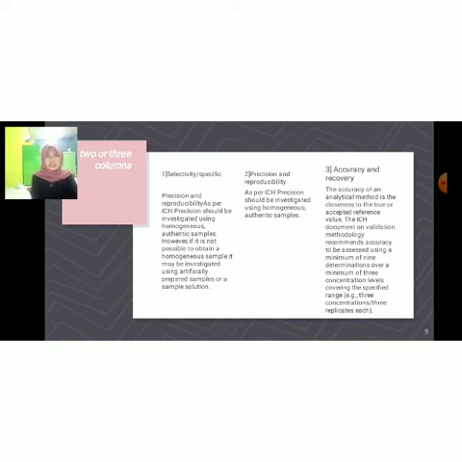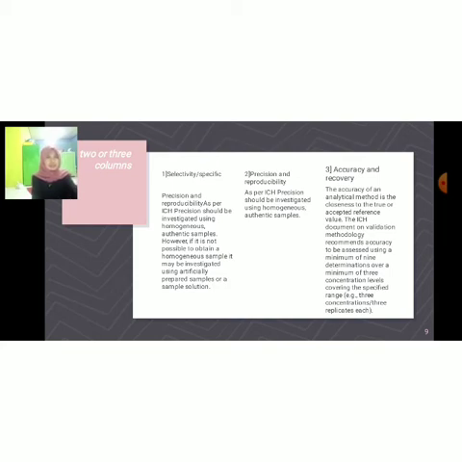Precision and reproducibility, as per ICH, precision should be investigated using a homogeneous authentic sample. However, if it is not possible to obtain a homogeneous sample, it may be investigated using an artificially prepared sample or a sample solution. And second is precision and reproducibility. As per ICH, precision should be investigated using a homogeneous authentic sample.